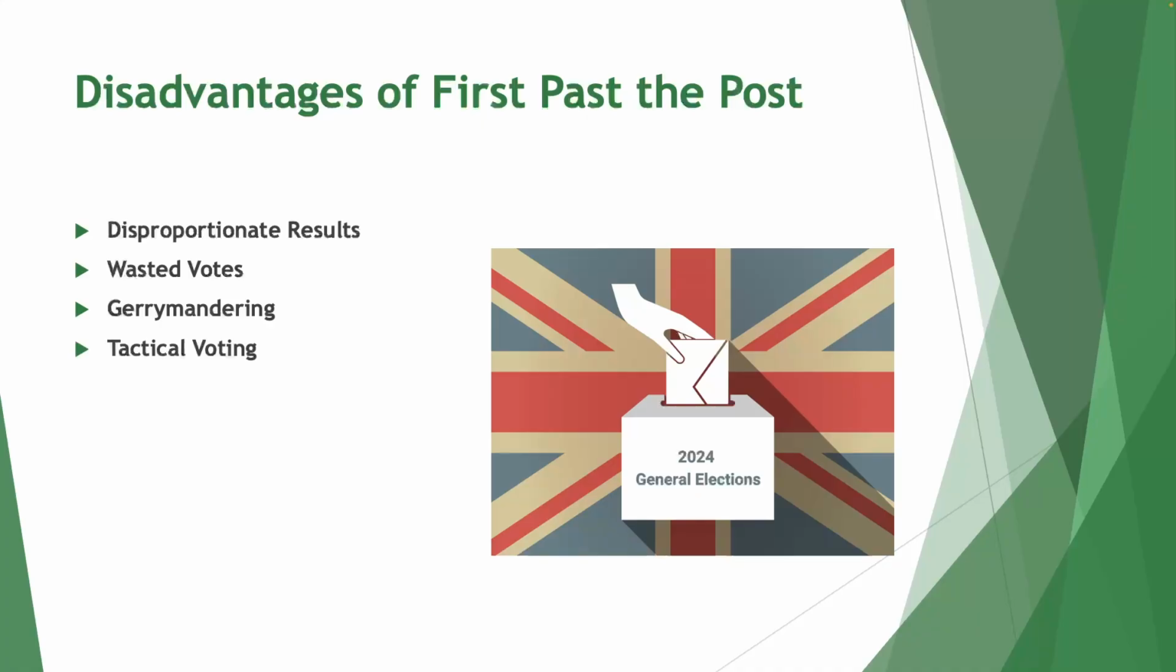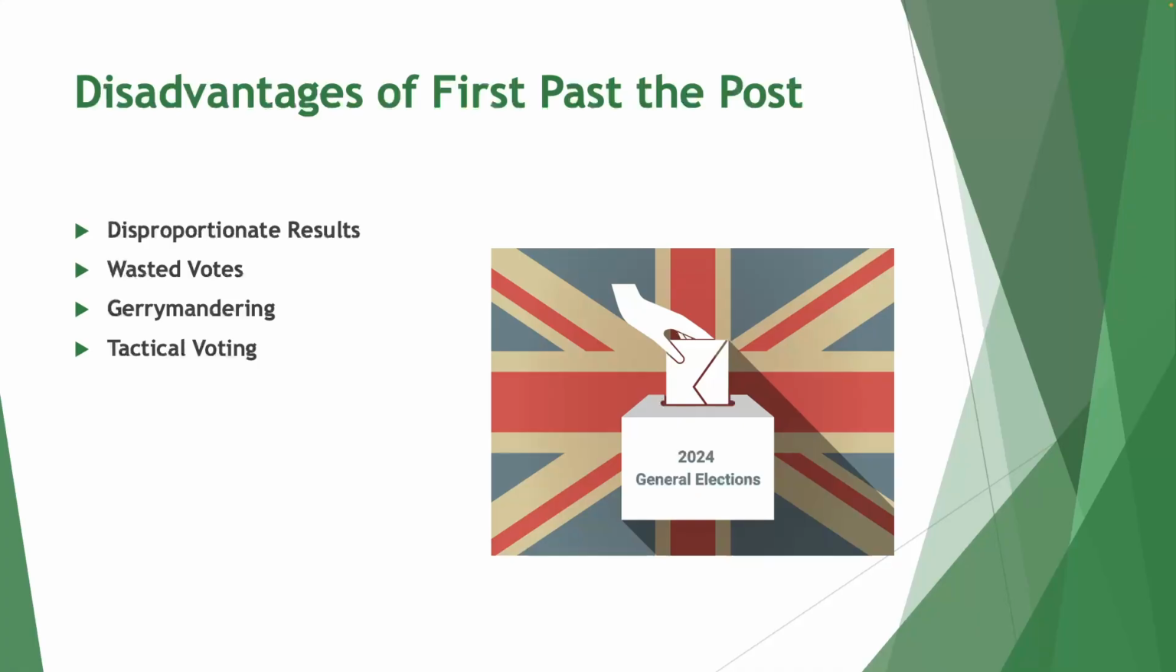More important though, for first past the post, is the idea of tactical voting, because of the system in which you have disproportionality in first past the post. It encourages tactical voting, where voters may not vote for their preferred candidate, but they instead vote for a candidate who has a better chance of defeating the party they dislike.